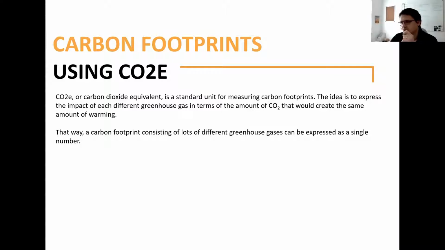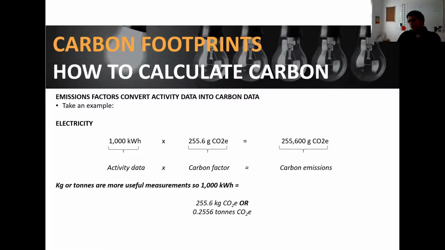So in terms of how to calculate that, all carbon footprint activity across the board runs under a very common structure, which I would generically refer to as activity times a carbon factor equals the carbon footprint. In this case, we've got 1,000 kilowatt hours of electricity. We've got the carbon factor from the 2019 carbon factors in this case. Basically, that gets you your carbon footprint.